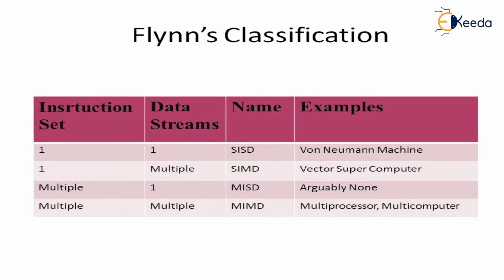If you have a single instruction, multiple data stream, it is called SIMD. A vector supercomputer is an example of this instruction set and data streams. If you have multiple instruction sets and single data, it is called MISD, and the example is arguably none. If you have multiple instruction, multiple data stream, it is called MIMD, multiprocessors and multi-computers which execute simultaneously.